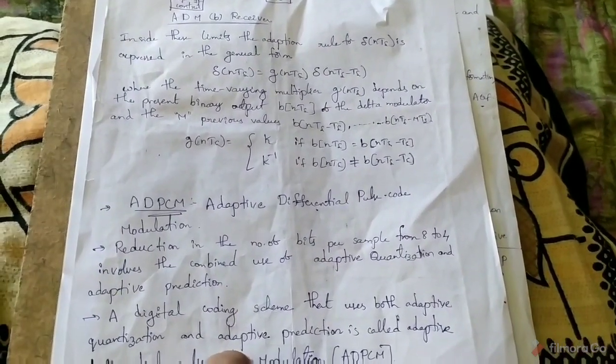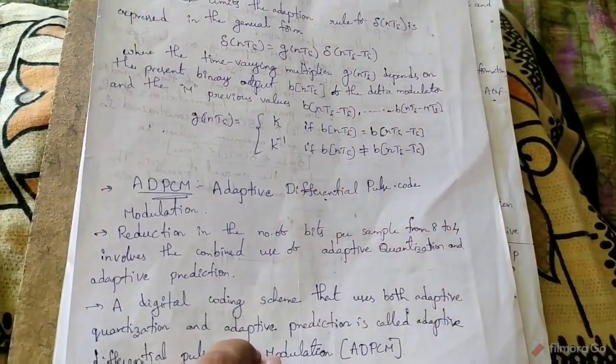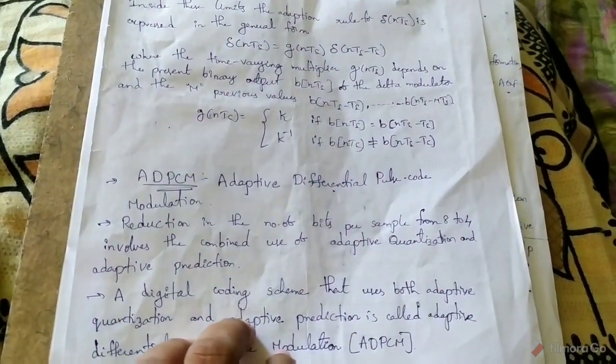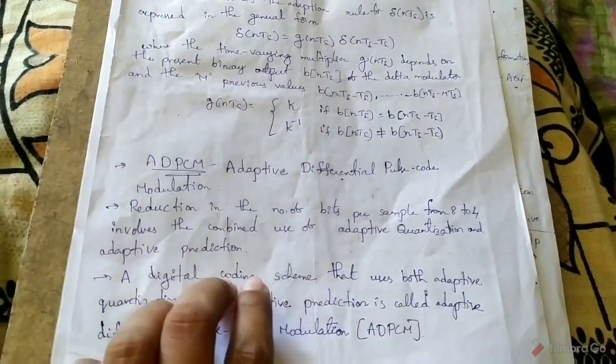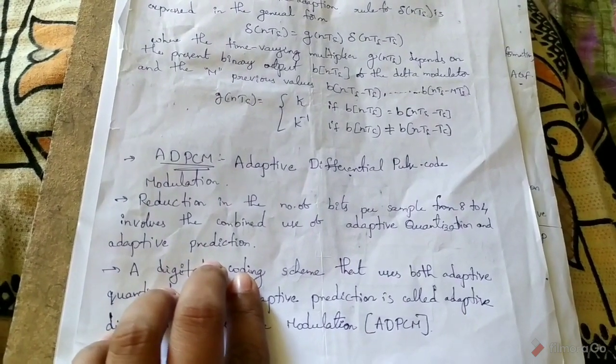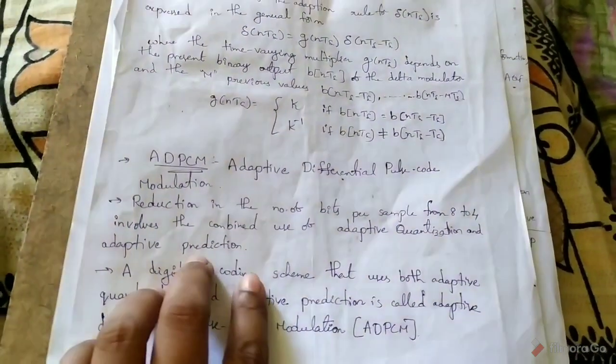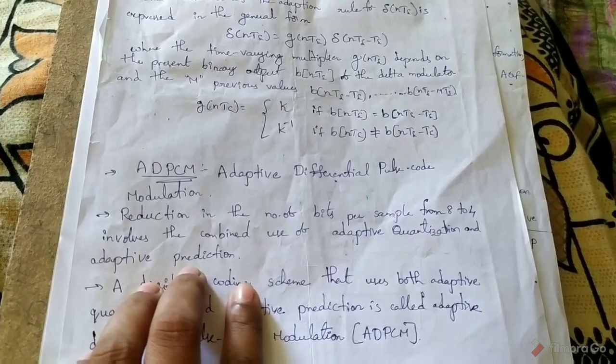ADPCM, Adaptive Differential Pulse Code Modulation. So what does adaptive differential pulse code modulation mean? It is the combination of DPCM and ADM. That's why it is called adaptive differential pulse code modulation.